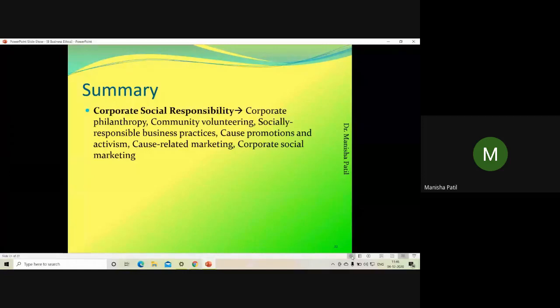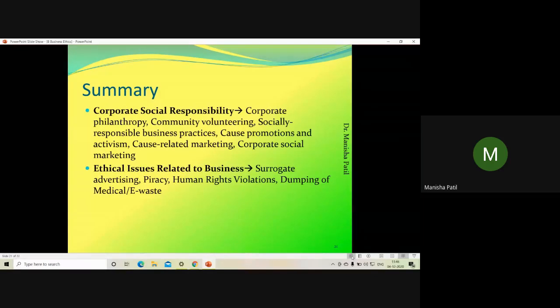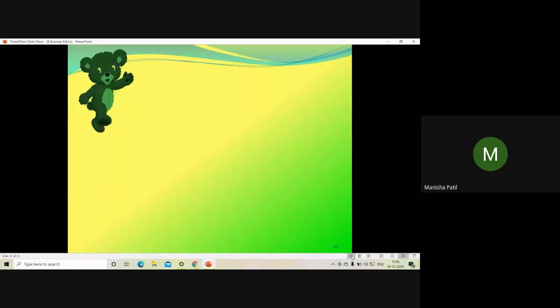Then we come to corporate social responsibility, which includes corporate philanthropy, community volunteering, socially responsible business practices, cause promotions and activism, cause-related marketing, and corporate social marketing. Ethical issues related to business are surrogate advertising, piracy, human rights violations, and dumping of medical and e-waste. So here we finish with business ethics.